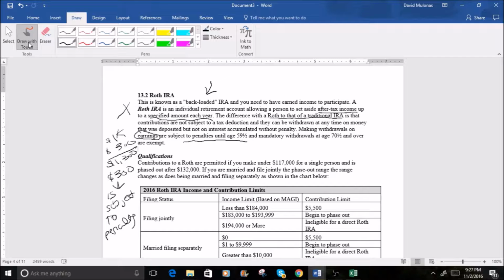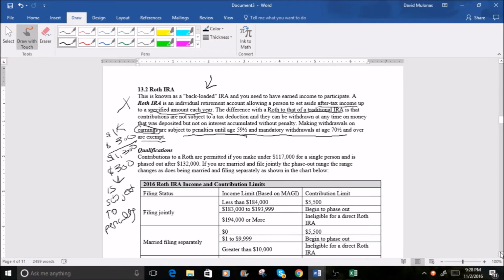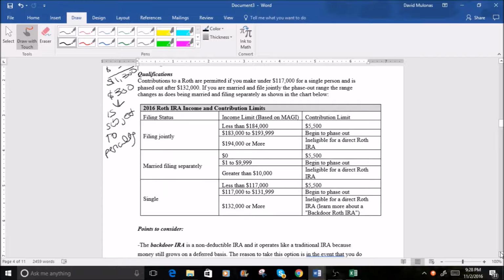So let's look at the rules. Just like the other accounts, 59.5. And mandatory withdrawals at age 70 are exempt. So if you take money out before 59.5, then you could be subject to penalty. Now contributions to a Roth are permitted for people who make under 117 grand and are phased out after 132. Now this is based on 2016. You will always have to check and see what the rules are because they all have setups, just like you see in the chart here.